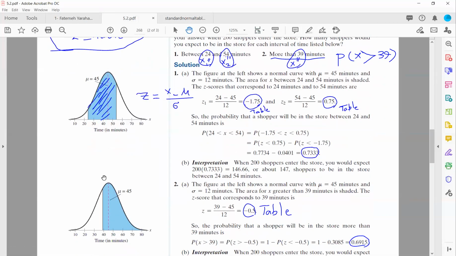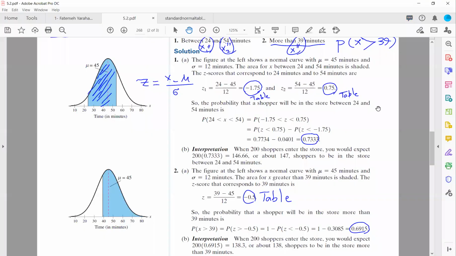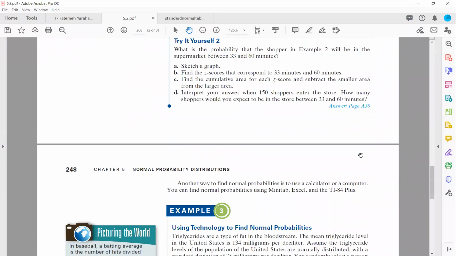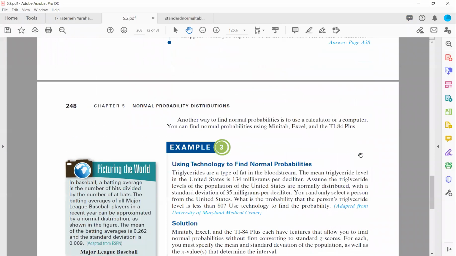The table only gives the area to the left-hand side. To find the area or probability on the right-hand side, you have to subtract the area in the table from 100%, which is 1. Let us continue to example 3.